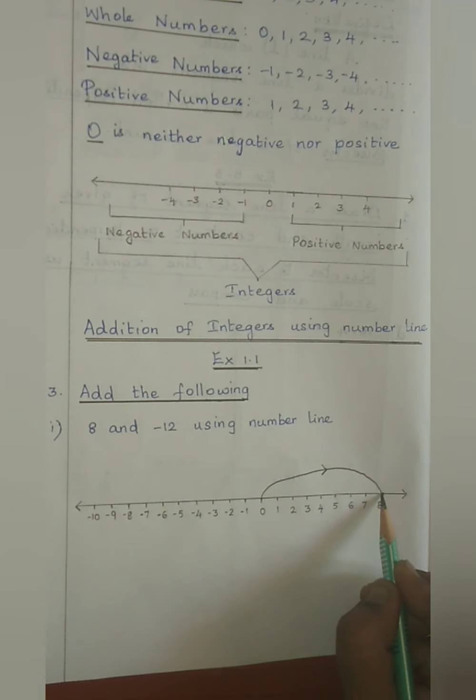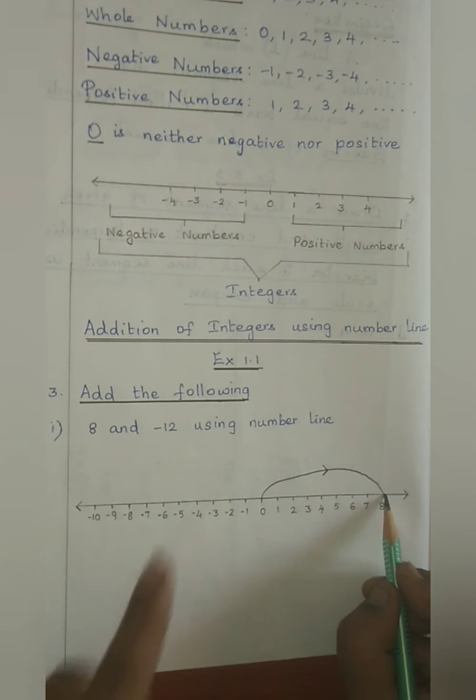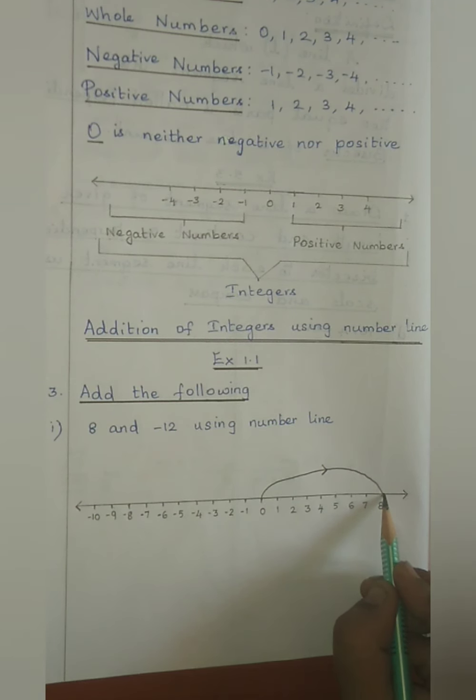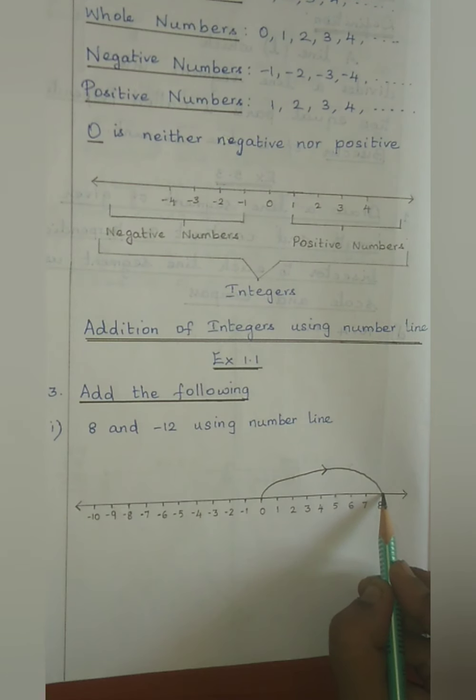Okay. Now what's the second integer? -12. So what type of integer is this? Negative integer. So for a negative integer, which side do we have to move? Left side. For a positive integer, move towards the right, and for a negative integer, move towards the left. So from 8, you move 12 units. Since you have -12, move 12 units towards the left.